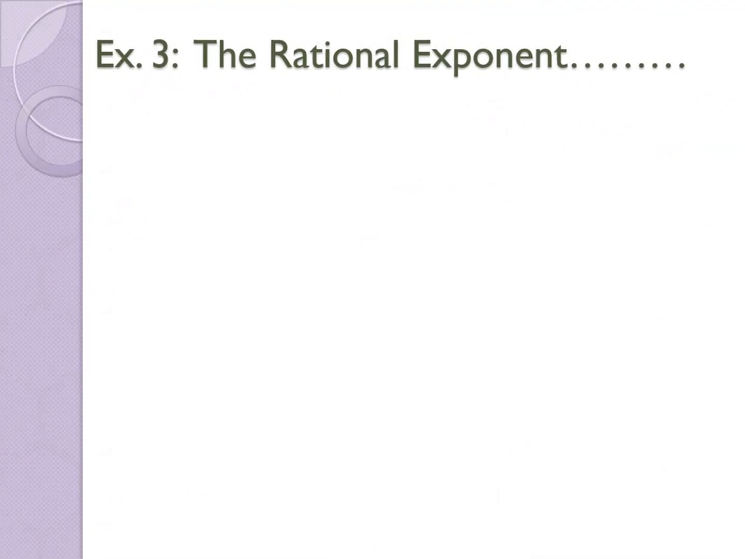Okay, so let's look at example 3. Examples 1 and 2 were kind of algebra 1, something you'd see in your algebra 1 class. Now we're getting into algebra 2, the rational exponent. Let's remember our definition of rational. Rational is any number that can be written as a ratio of a to b. In other words, any number that can be written as a fraction. So the rational exponent is kind of like the fractional exponent.